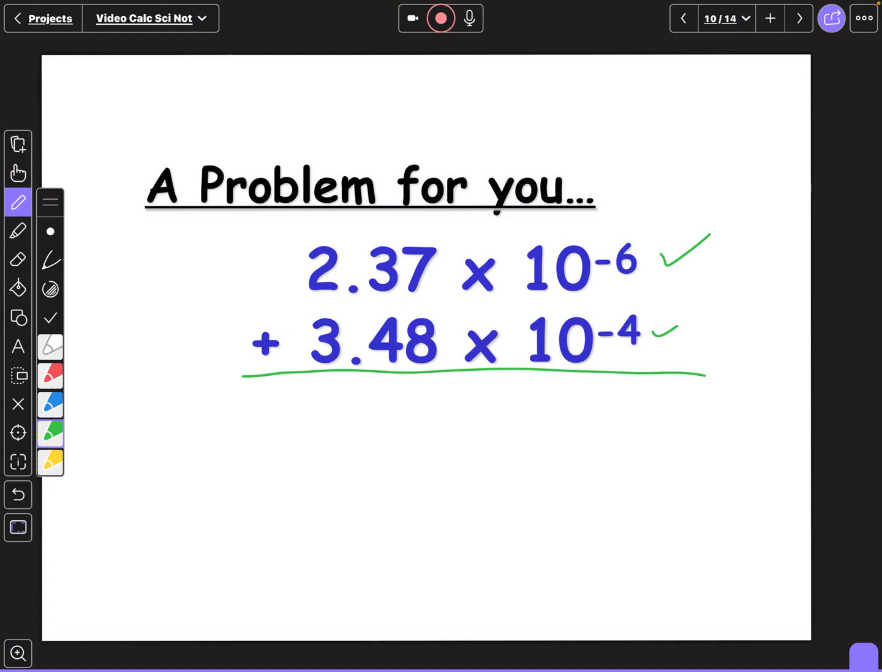So to change that into correct scientific notation, I move my decimal over 2 places, 2 positive places, and that -6 will become a -4, because moving it over 2 places to the left, that's +2 plus -6 equals -4. So what that does, it becomes 0.0237 times 10 to the -4th. That's the number that I changed by moving it out of correct scientific notation. And then I leave the other number the same, 3.48.